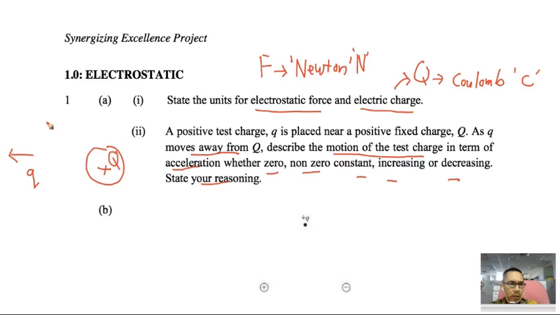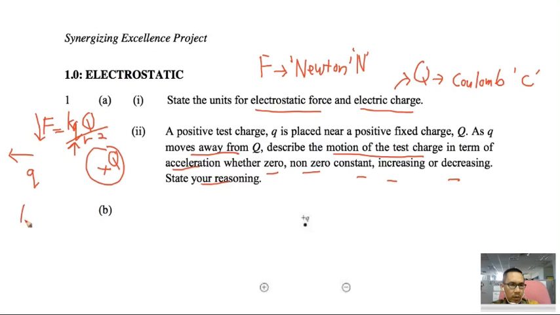So according to Coulomb's law, F is equal to k q Q over r square. Now F is inversely proportional to r square, so when the small q moves away from Q, r increases. And what happens to the F here? When r increases, F decreases.